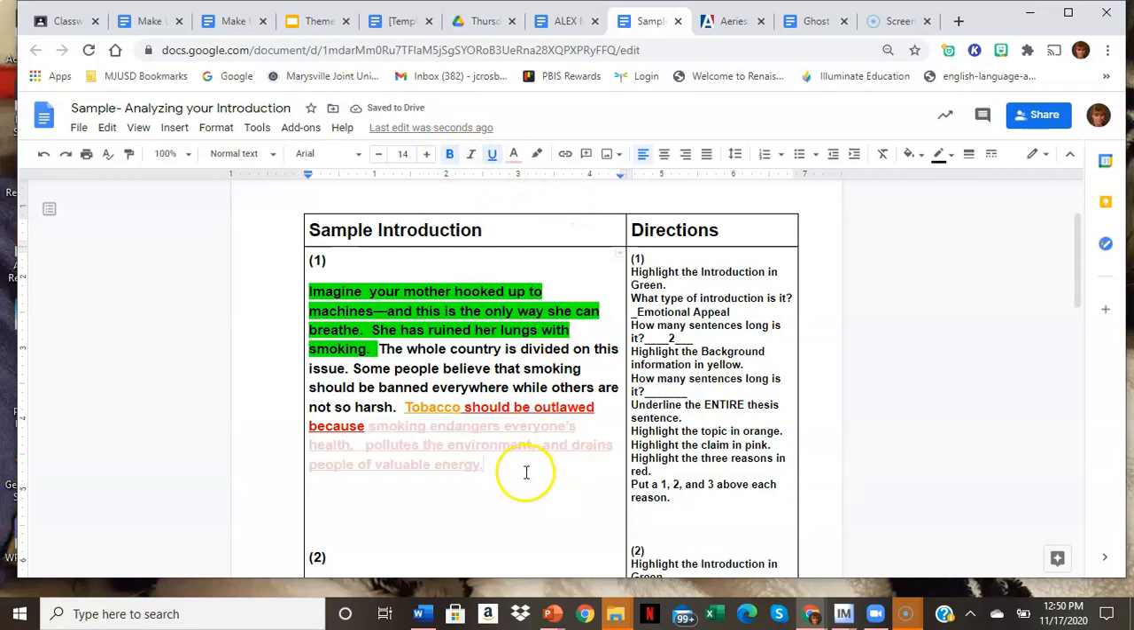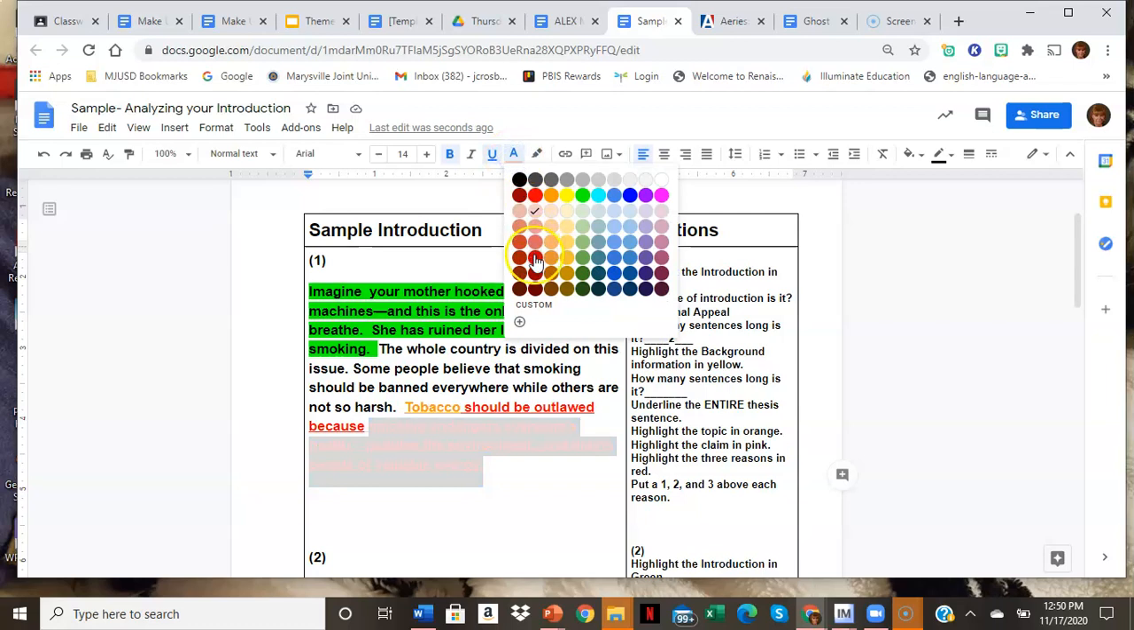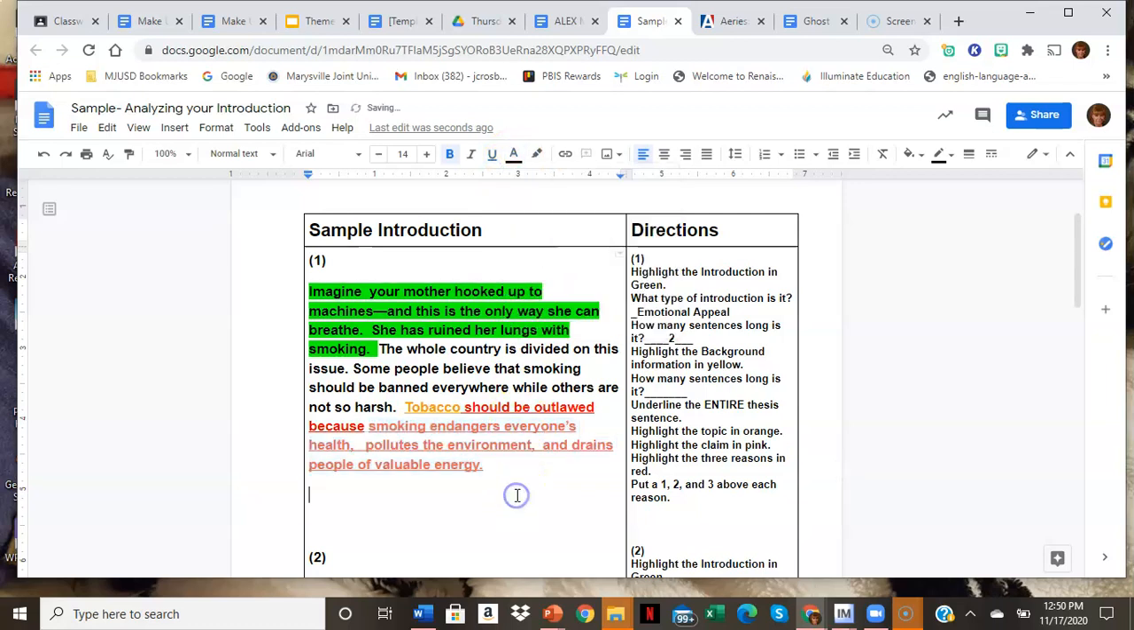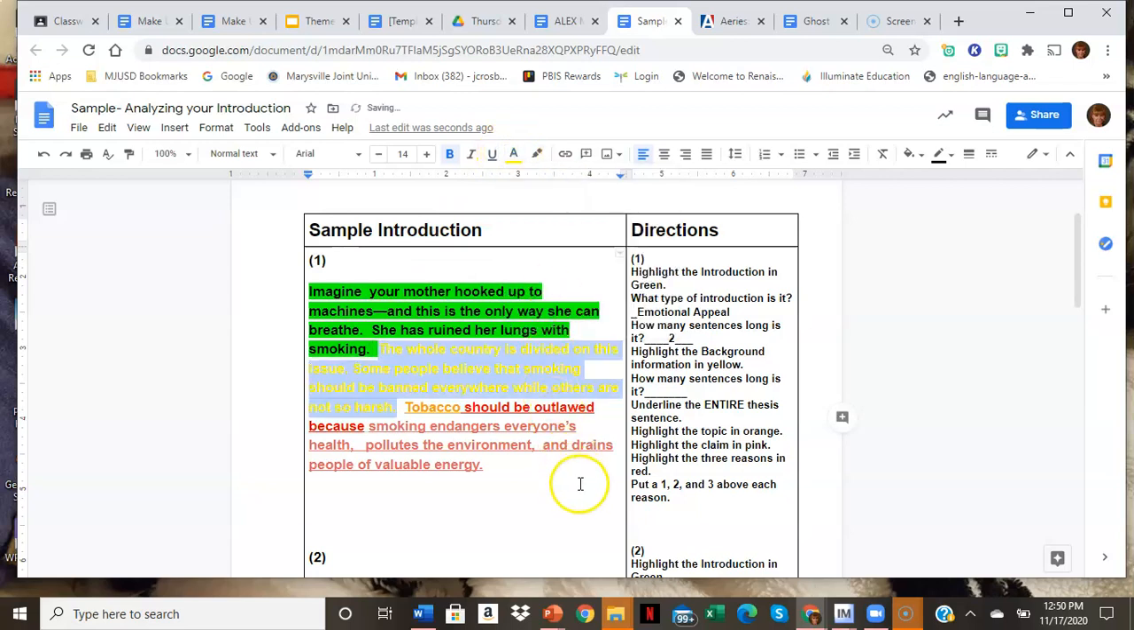It's going to make them a little bit harder to read. Let me make them a darker pink. Here we go. All right. Now that means that my background information is everything in between. So right here's my background information, and I'm going to highlight that in yellow.